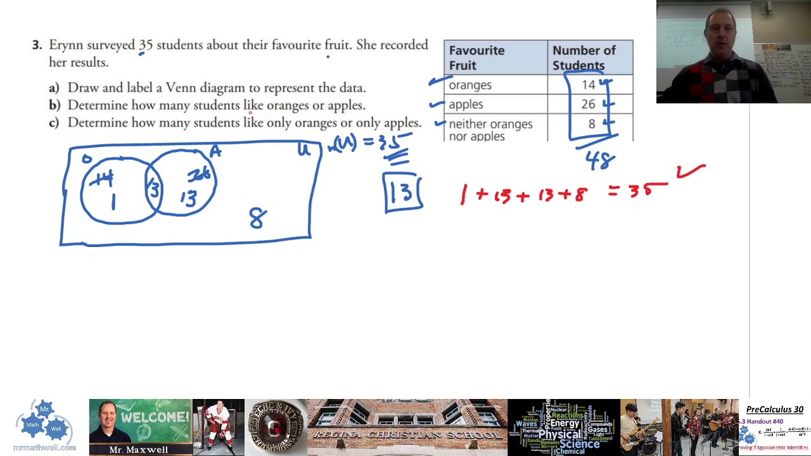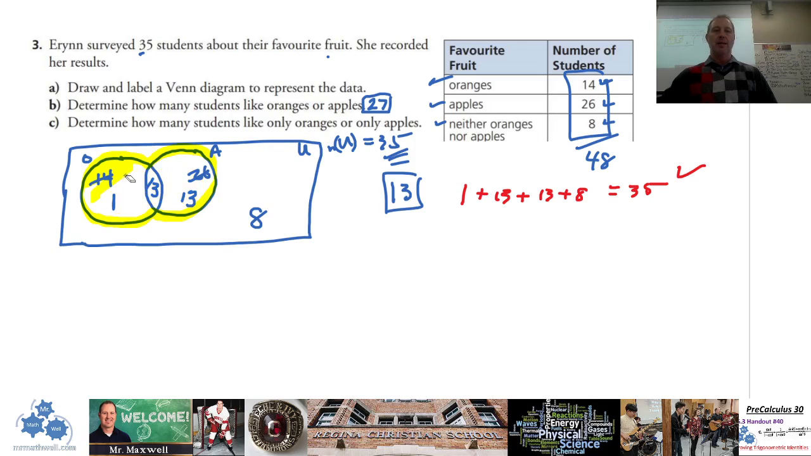Determine how many students like oranges or apples. Okay, so oranges or apples. That is, "or" is both circles. That's "or" right there. So we've got 13 and 13, and 1 is 27. Did you get 27 for B?